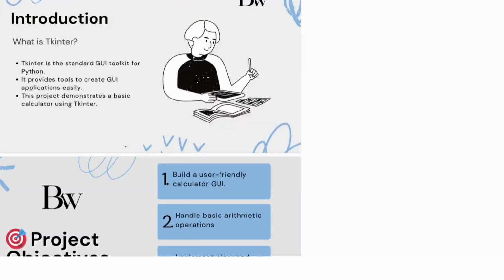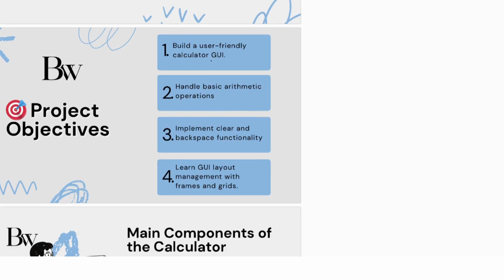Now let us see what are our project objectives. Our first objective is to build a user-friendly calculator which should perform basic arithmetic operations such as addition, subtraction, multiplication, and division. And it should also implement clear and backspace functionalities. The major objective of this project is to learn GUI layout management with frames and grids.